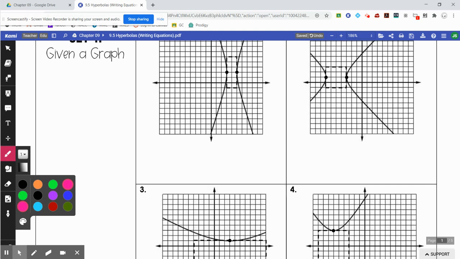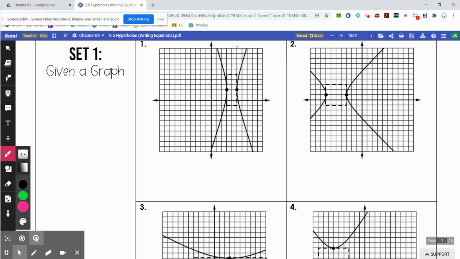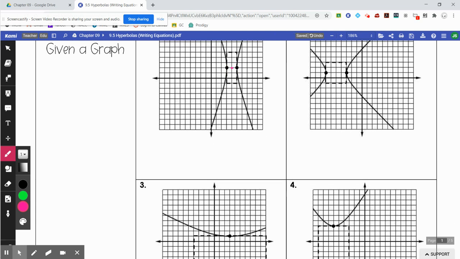So your first thing is going to be the center. 1, 2, 3, 4, 2 is the center. So let's go ahead and start with that. It's horizontal, so let's list our x first. So x minus 4 is going to move it right 4. y minus 2 is going to move it up 2. So there's half of your formula.